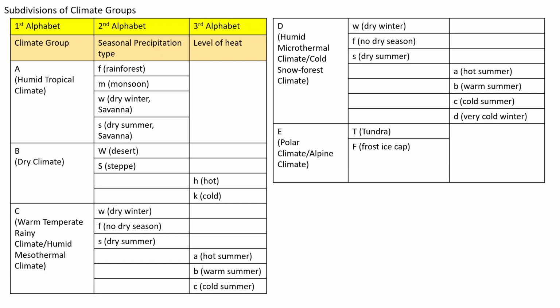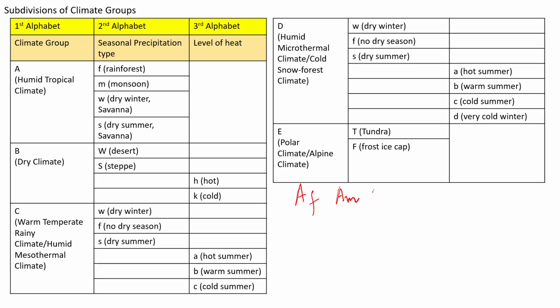So if somebody says that AF means A is humid tropical climate and F stands for forest, meaning rainforest. So we are talking about the climate zone which falls in the humid tropical region and it is a rainforest. Similarly, if it is AM, it is humid tropical region affected by monsoon. Once we discuss monsoon, you will understand that monsoon is simply seasonal reversal of wind pattern and typical to the Indian subcontinent and the Asian region.